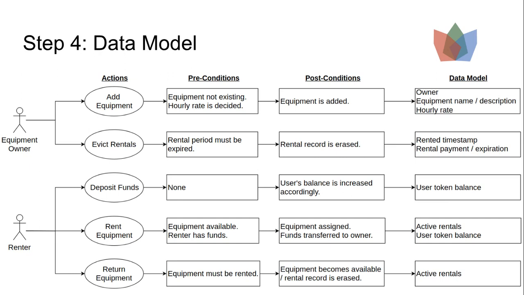The next step is to identify what data is required to be stored, persisted inside of our smart contract in order to enable these pre and post conditions. So here you'll see each of the attributes that are required for those pre and post conditions. The owner of the equipment, name, description, the hourly rate. We're going to need to save a user's token balance, keep track of all of the active rentals and so forth.